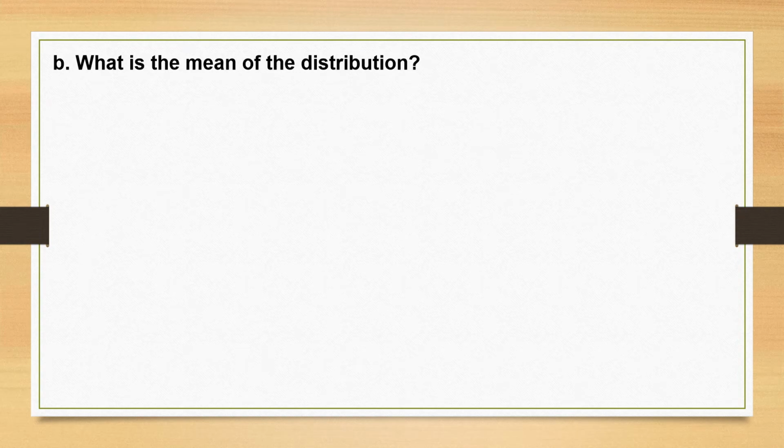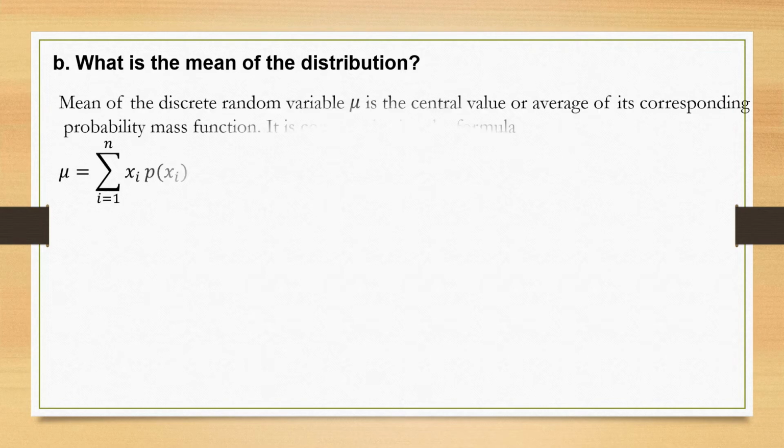So we are actually also going to identify the mean of this distribution. So mean of the discrete random variable, mu or m, is the central value or average of its corresponding probability mass function. It is computed using the formula. So we have here mean of this distribution is equal to the summation of x sub i, where x sub i is referring to each outcome, times probability of each outcome, as i starts with 1 to n, depending on the number of times that this experiment is being utilized.